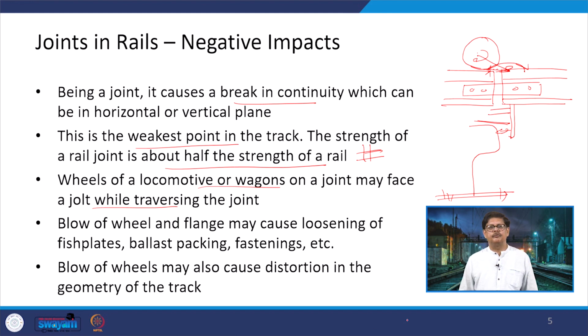Then the blow of wheels may also cause the distortion in the geometry of the track, and it has been observed at some locations you may find the track has gone in this form. So, a distortion has come into the track, and this distortion may be at such locations where the joints are provided.